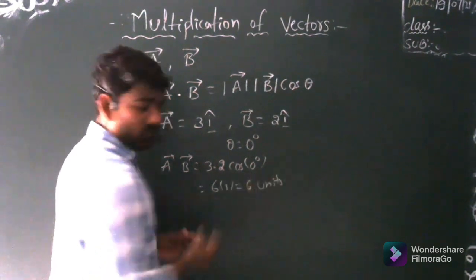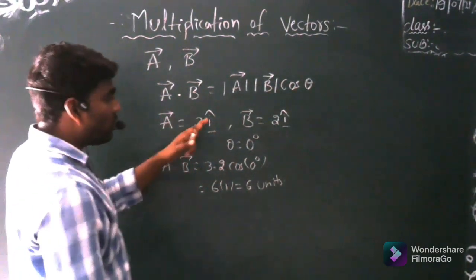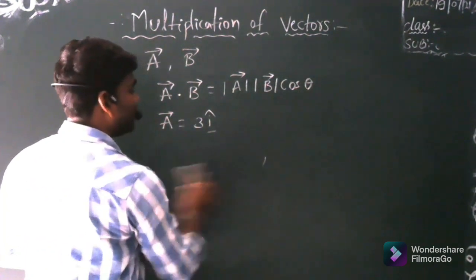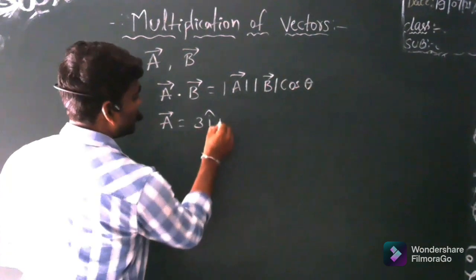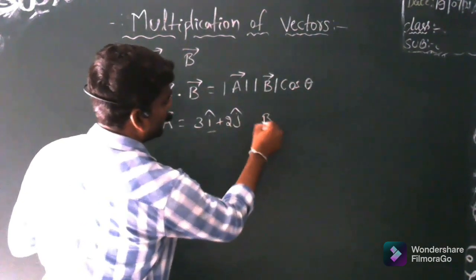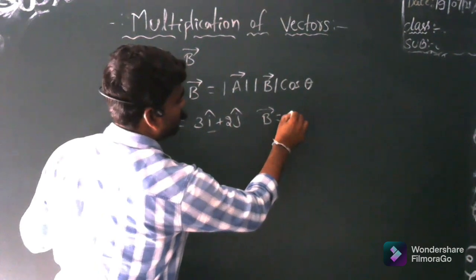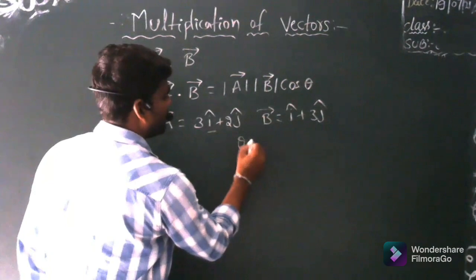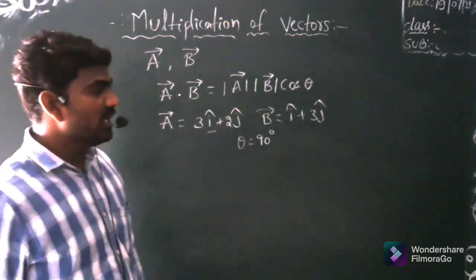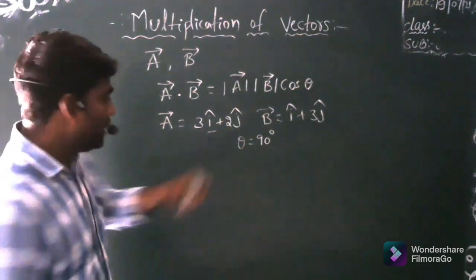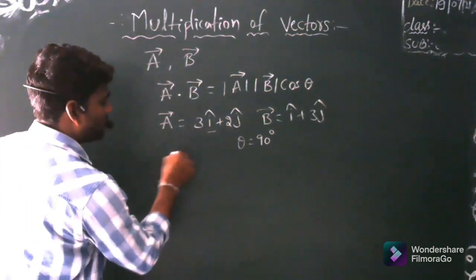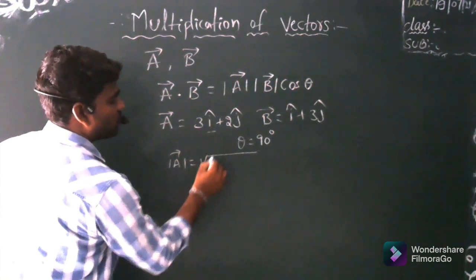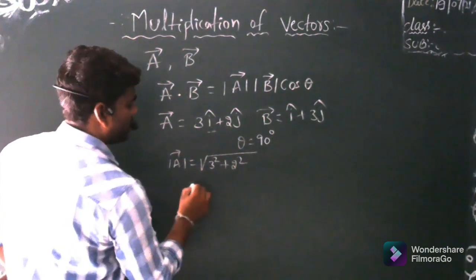Now, here we had only one component for each of the A vector and B vector. What will happen if they have two components? Suppose the A vector is 3 i cap plus 2 j cap, and take another vector B, that is i cap plus 3 j cap, and the angle between them is 90 degrees. So here the angle is also mentioned. Now find the magnitude here. In the previous class, we have seen that the magnitude is the square root of 3 square plus 2 square. Then what will you get?